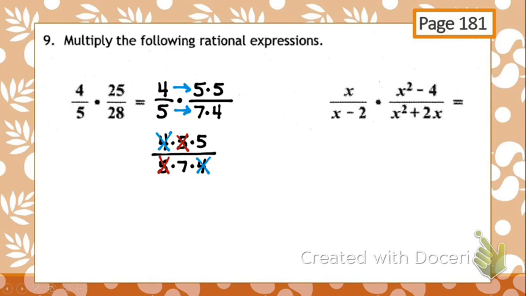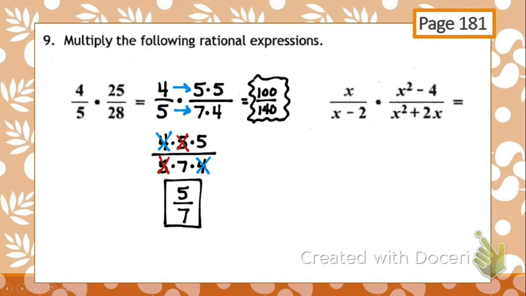So what would that leave me with? 5 7ths. Not only did I multiply it, but I reduced it pretty much at the same time. And if you want the big numbers, 100 over 140. But then I would have to break that one down, right? Yeah. And so I'd end up having to go right here. So you can do that, but it's kind of an extra step.